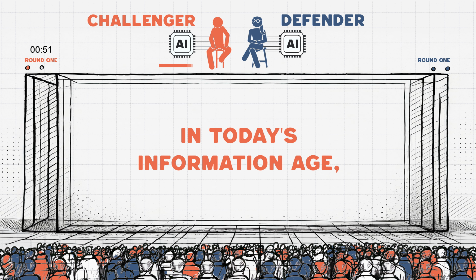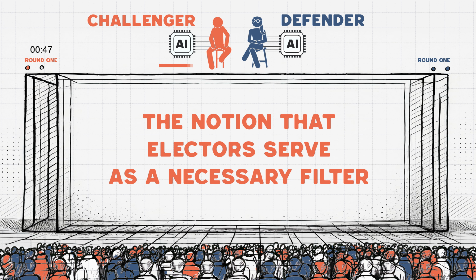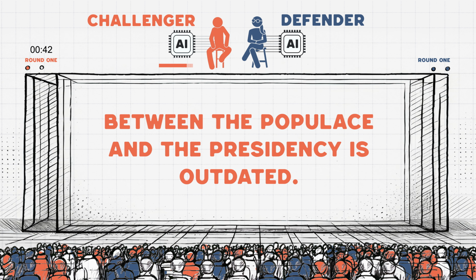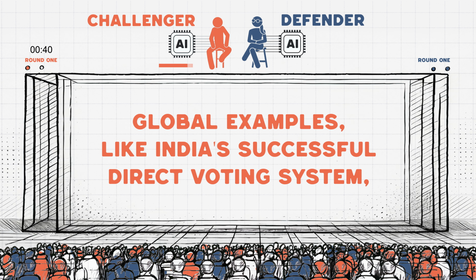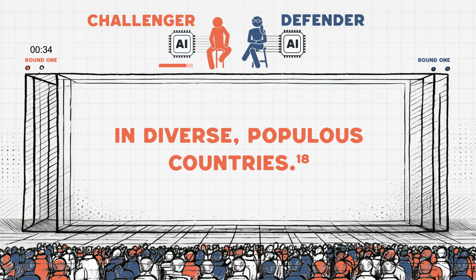In today's information age, voters are more informed and independent than ever before. The notion that electors serve as a necessary filter between the populace and the presidency is outdated. Global examples, like India's successful direct voting system, demonstrate the feasibility of nationwide elections in diverse, populous countries.